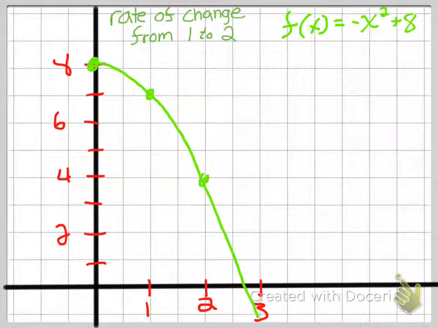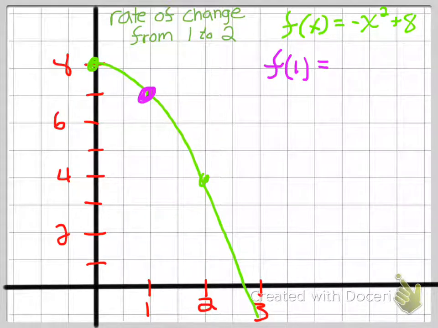Those are a couple points that I know are on this graph, so I could just draw a parabola through them. So what we want to do is try to find the rate of change from one point to another point. Okay, so we're going to be using 1 and 2 as the 2 points. You can see them in this graph actually. For instance, here is x equals 1, and in order to find the y value of that, we need to figure out what f of 1 is.